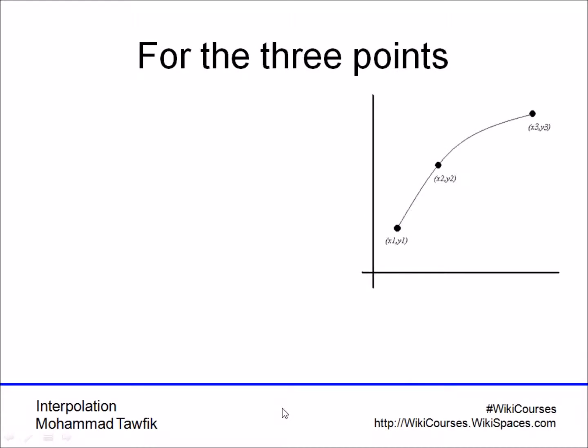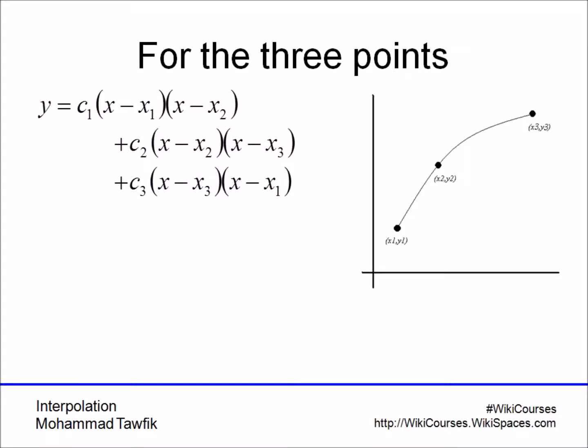Okay, now let's go for 3 points. Now we want to use a parabola to interpolate the function, to create a function that passes by those 3 points. So here is our parabola. We need 3 coefficients, so 3 terms are going to be used, each of which is a second order term. The first term is x minus x1 times x minus x2. The second will be x minus x2 times x minus x3. And of course, the third will be x minus x3 times x minus x1.